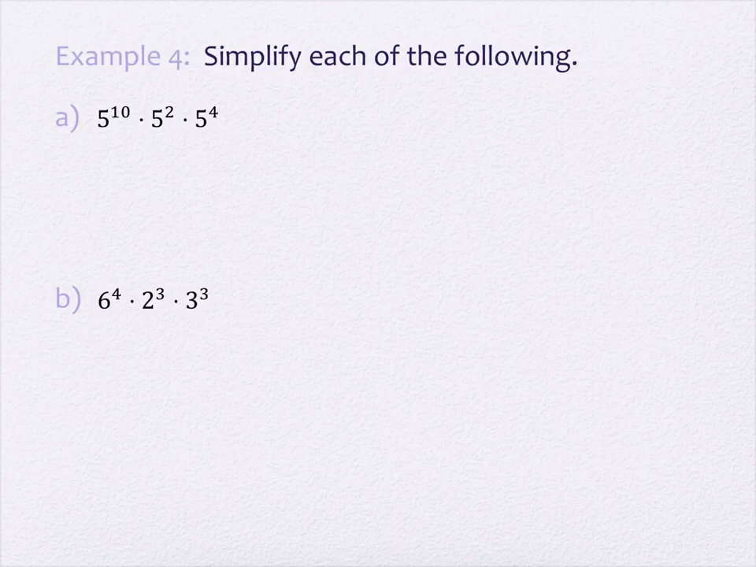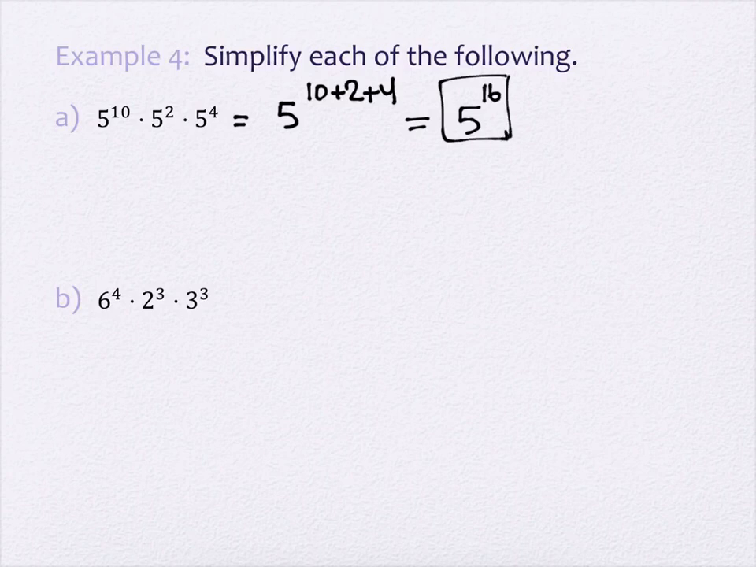What can I do to simplify this? Add the exponents. So I have the same base. The base doesn't change. I don't multiply the 5s together. That's not what I'm doing. The exponents are the multiplication pieces, and there are 10, 2, and 4. So what is 10 plus 2 plus 4? It is 16. Okay?